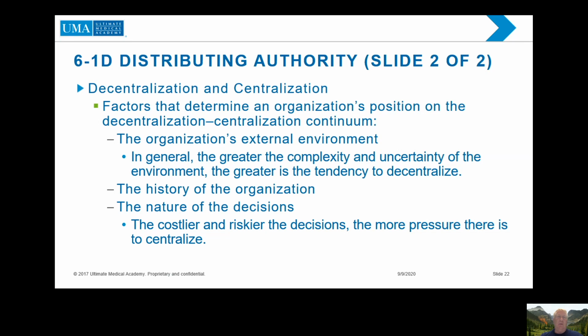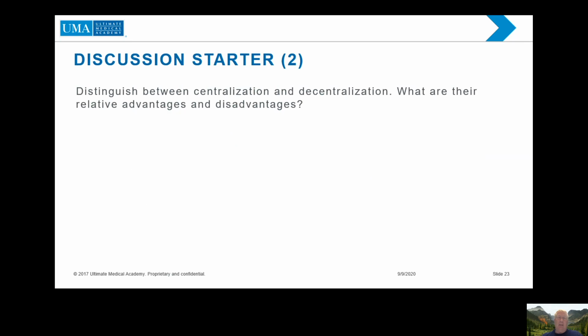Decentralization and centralization. Factors that determine an organization's position on the decentralization, centralization continuum. The organization's external environment. In general, the greater the complexity and uncertainty of the environment, the greater is the tendency to decentralize. Okay, so that makes a lot of sense. Next slide.